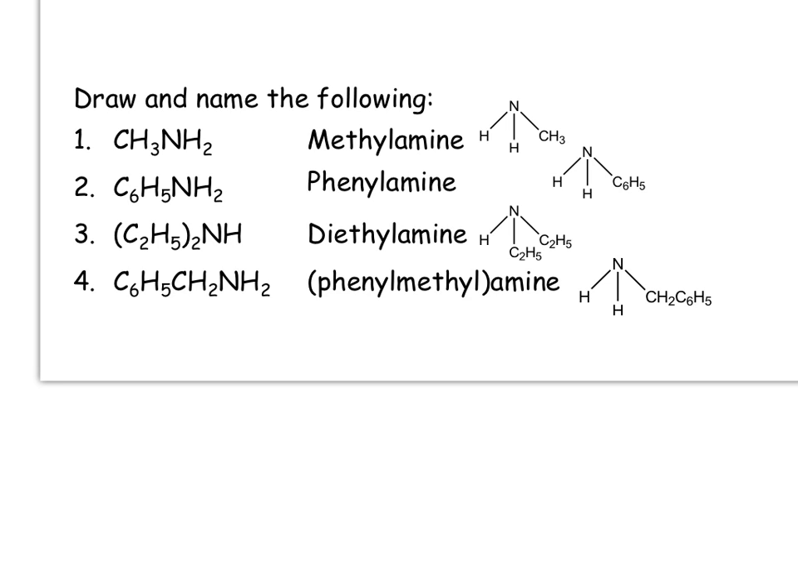We've got methylamine, which was used as an example on the first page. We've then got phenylamine. Notice the benzene ring there. Diethylamine. We've got two separate ethyl groups, so the prefix di is used. And then we've got the amine group. And this one, we have a benzene group, then we've got a methyl group, so we call that phenyl for the benzene ring, methylamine.